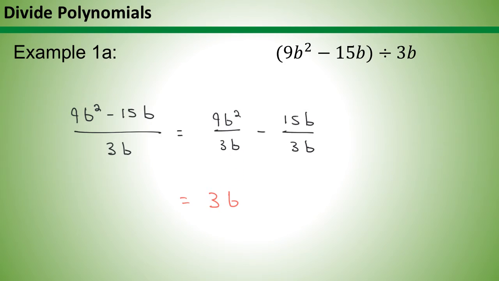I have 1b remaining. And then the second one, 15 divided by 3 is going to be 5, okay? And these b's, since they're exactly the same, they're going to cancel each other out. So this is it right here. This would be our answer when we divide 9b squared minus 15b by 3b.